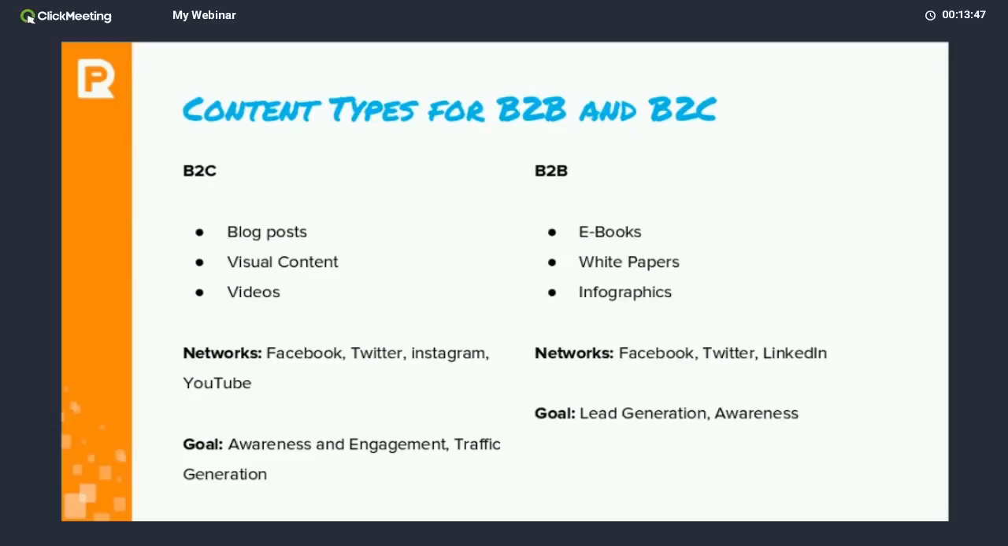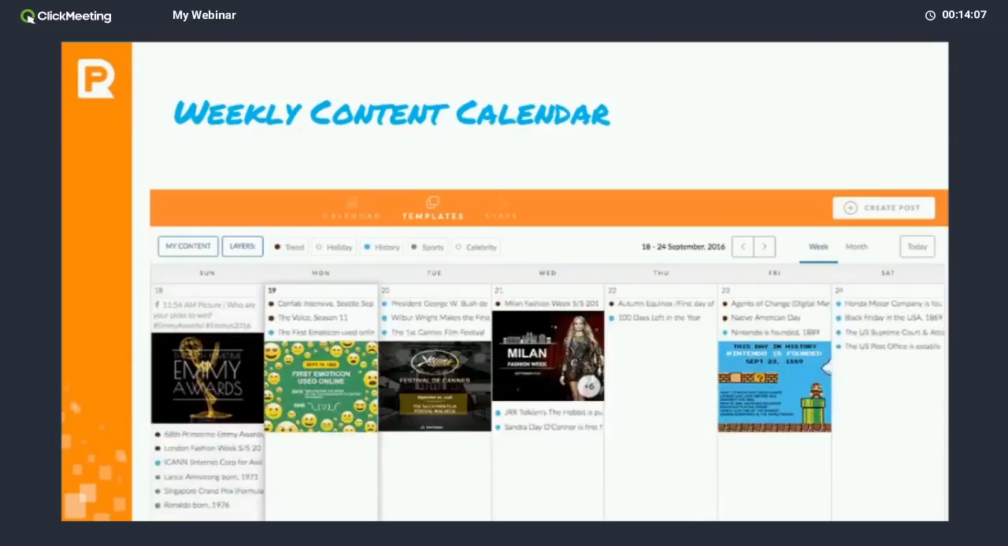B2B marketers generally focus on more professional types of content. They create ebooks, white papers, infographics, and other materials that establish their thought leadership and communicate their core mission. They want solid leads, strong call to actions, and conversions.